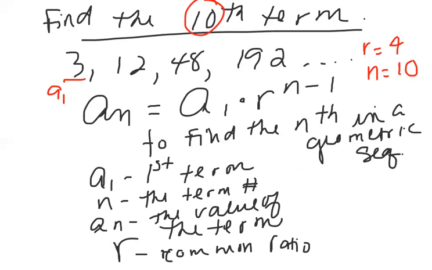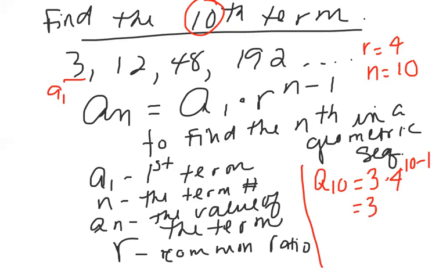So this is what it would look like. A sub 10, or the 10th term, is equal to the first term, which is 3, times the common ratio, which is 4, to the 10 minus 1 power. So now 3 times 4 to the 9th power is how you're going to calculate the value of the 10th term. So you would grab your calculators, guys, and plug this into your calculators.